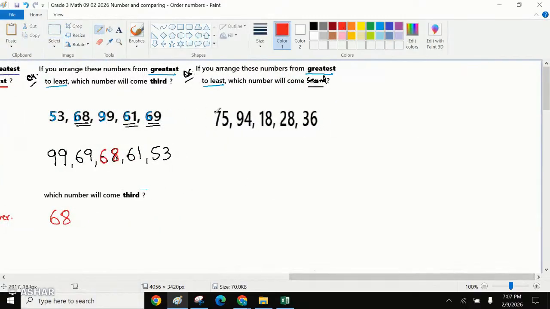75. Just look at the tens position. 18, 28, and 36. Okay. So we know that 94 is the largest. Then we have the 75. We have 1, 2, and 3. That means 36, 28, and 18.